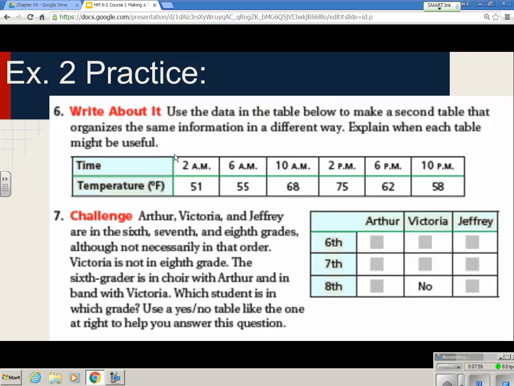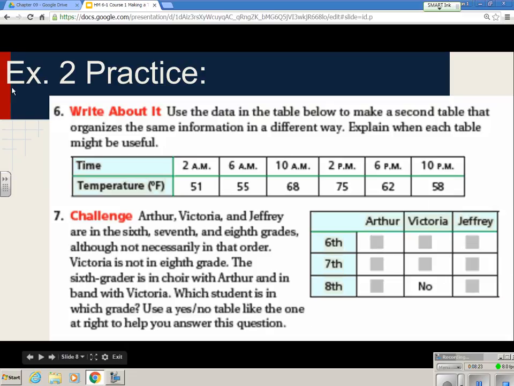And for number 7, it says Arthur, Victoria, and Jeffrey are in the 6th, 7th, and 8th grades. Although not necessarily in order, Victoria is not in 8th grade. The 6th grader is in choir with Arthur and in band with Victoria. Each student is in which grade? Use a yes or no table like this one at the right to help you answer the questions. Come back and we'll see how well you can do at filling in this table.